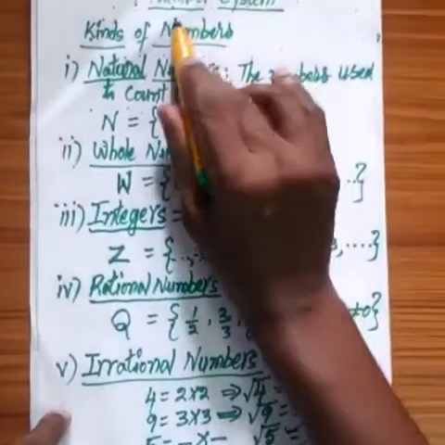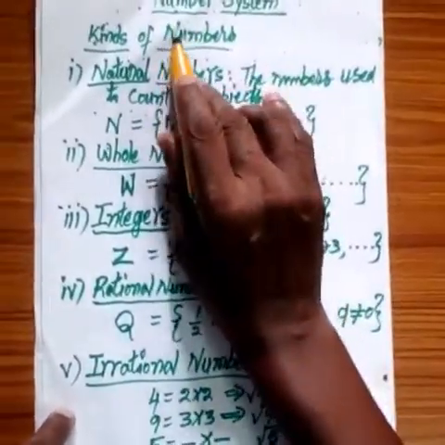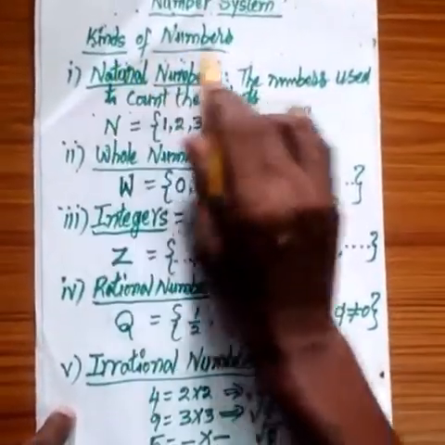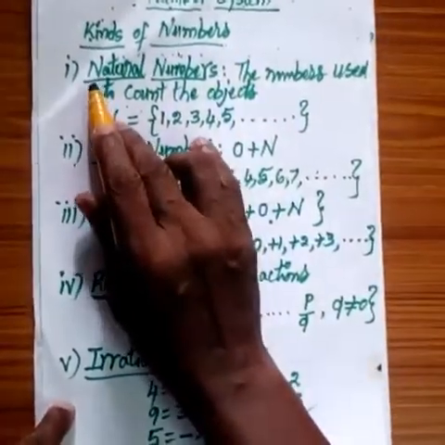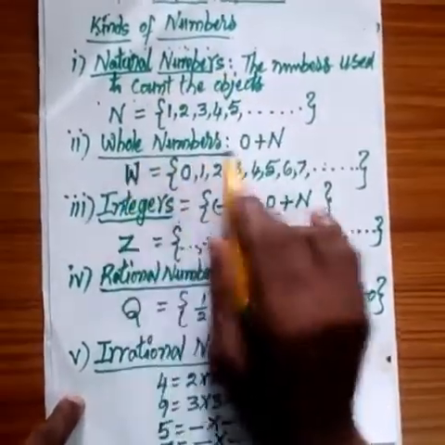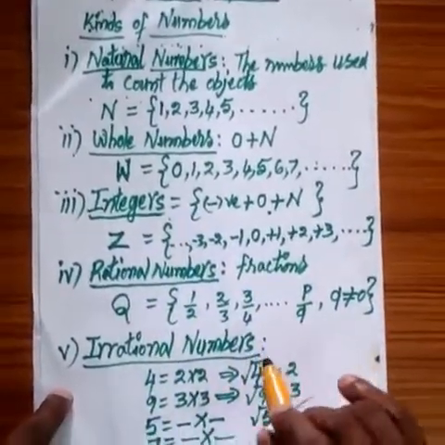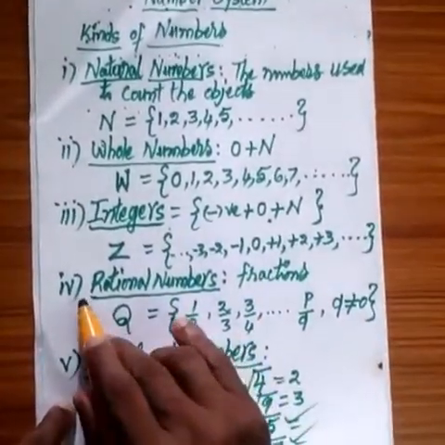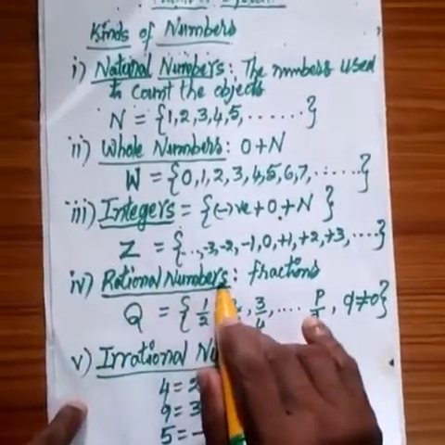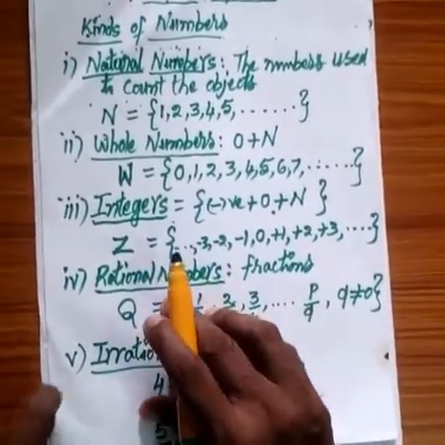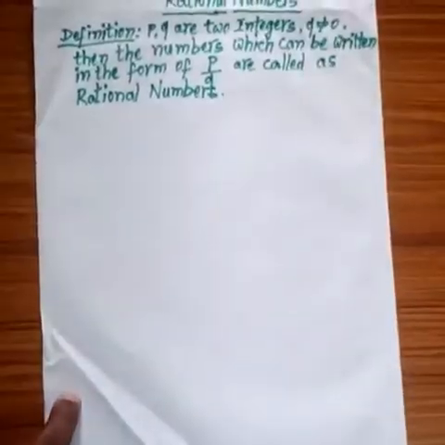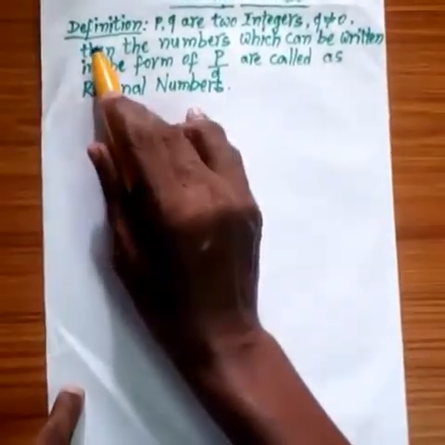Okay, children, look here. Yesterday we learnt about some kinds of numbers such as natural numbers, whole numbers, integers, rational numbers, irrational numbers, etc. Let us know the definition of rational numbers today.